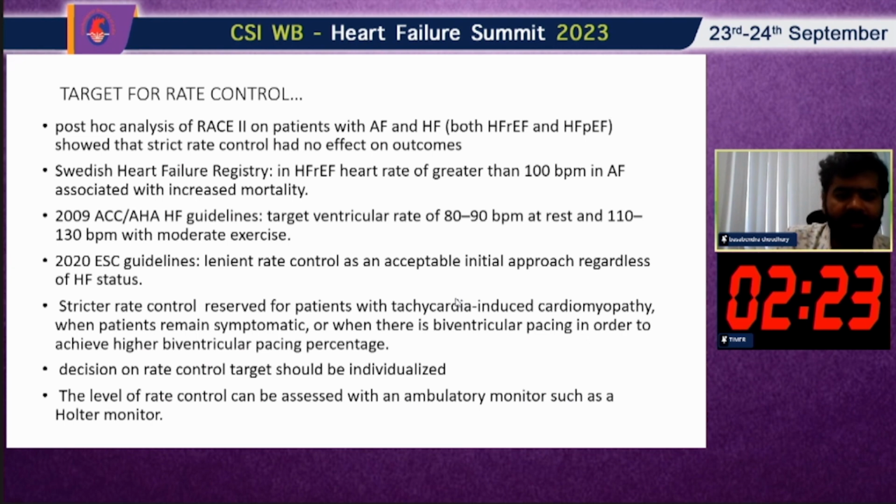If we follow the 2020 ESC guidelines, lenient rate control, that is a heart rate less than 110 or maybe 100, is an acceptable initial approach regardless of the heart failure status. If we go for stringent heart rate control, then the target should be less than 80 at rest and less than 110 with moderate exercise. So strict rate control should be reserved for patients with tachycardiomyopathy, in patients where we are going for biventricular pacing in order to achieve a higher percentage of biventricular pacing, and patients who are still symptomatic on lenient control.